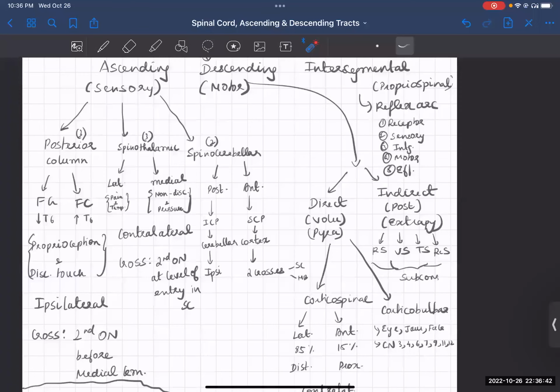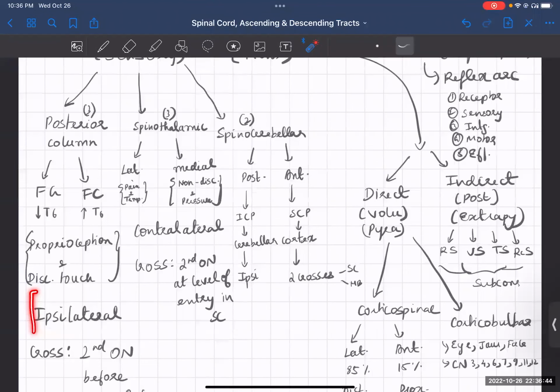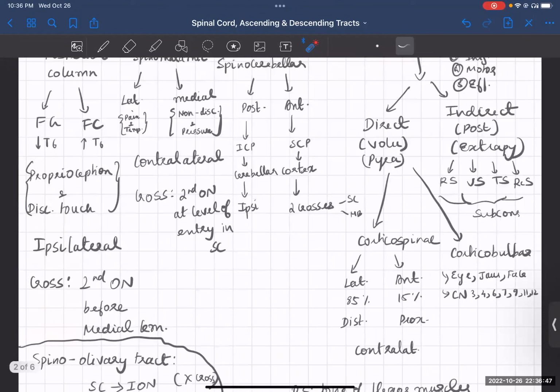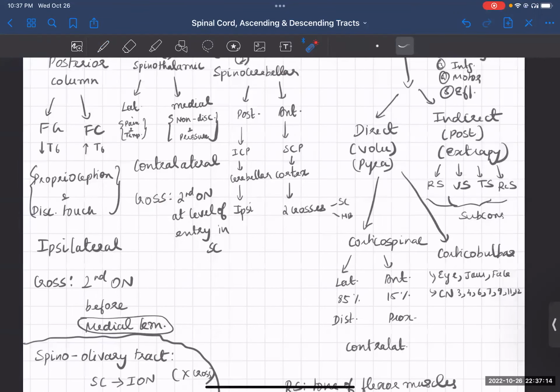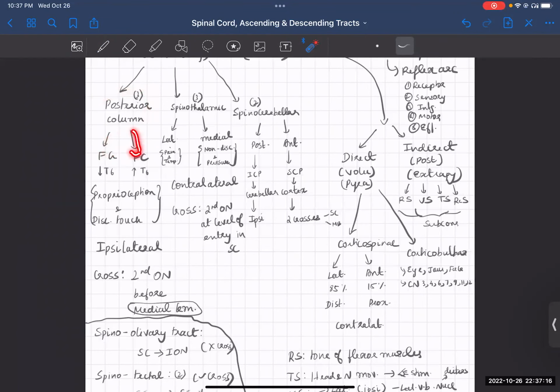And how is it going to carry? In which direction? It is ipsilateral in direction. And a crucial fact to remember is it is going to travel in an ipsilateral direction, but at the end, it is going to cross. The second order neuron is going to cross in the medulla oblongata at your medial lemniscus and ends at the other side of the cerebrum. So it basically travels in one single ipsilateral direction, but at the end, it is going to cross to the other side. So that was about your posterior column, your fasciculus gracilis and fasciculus cuneatus.